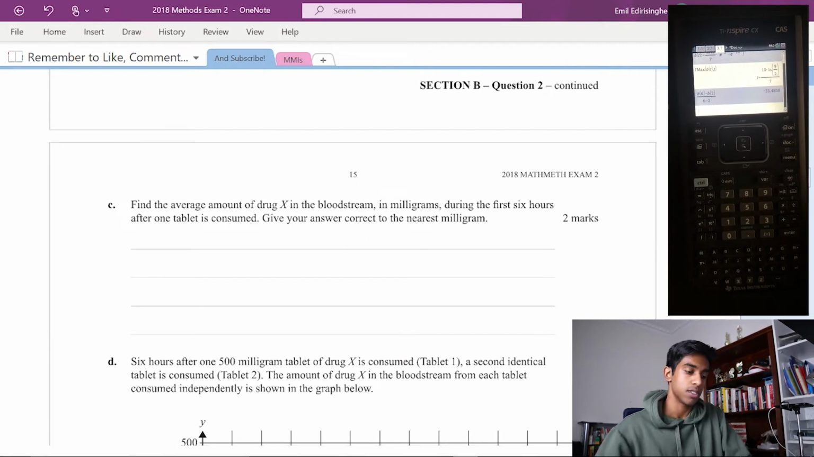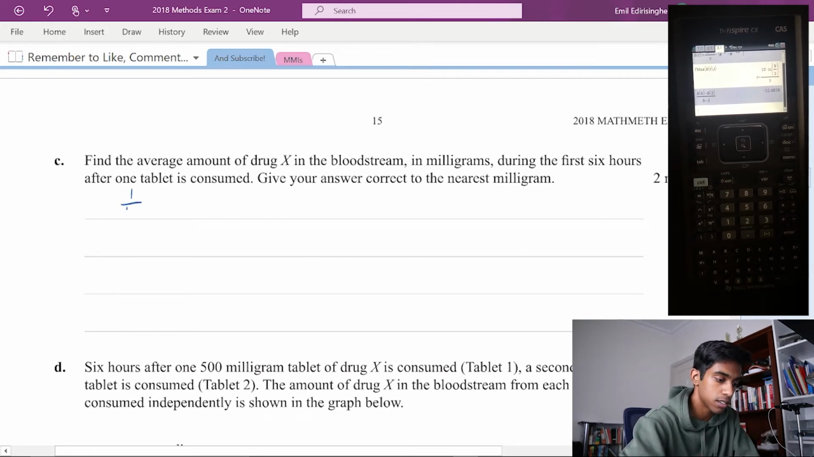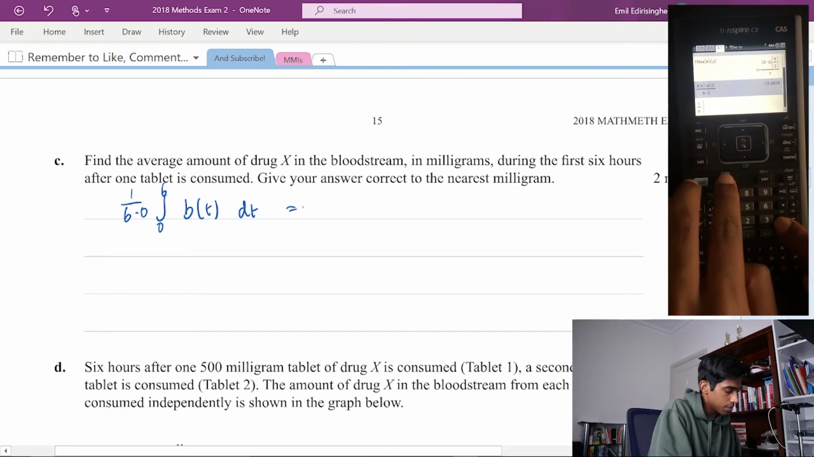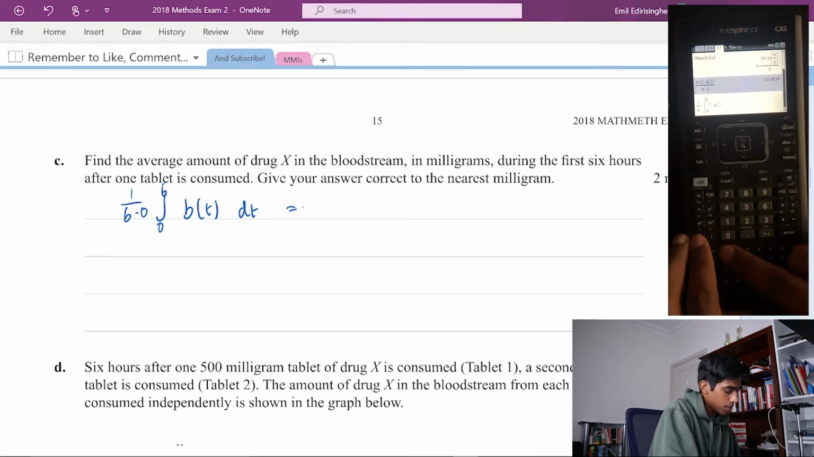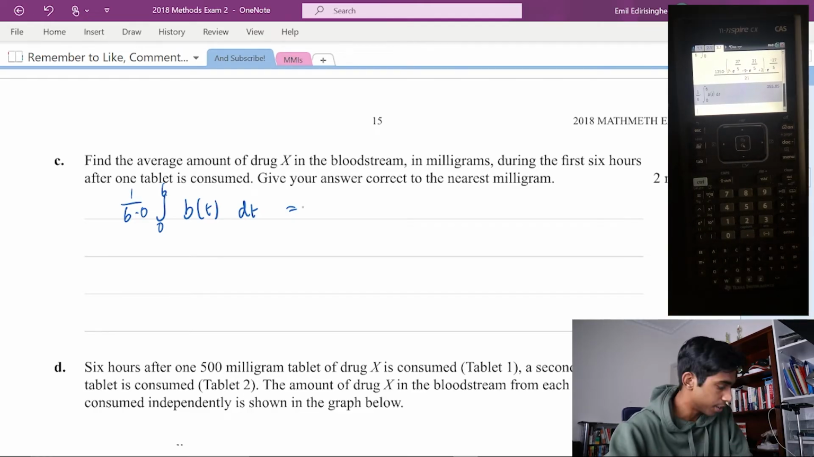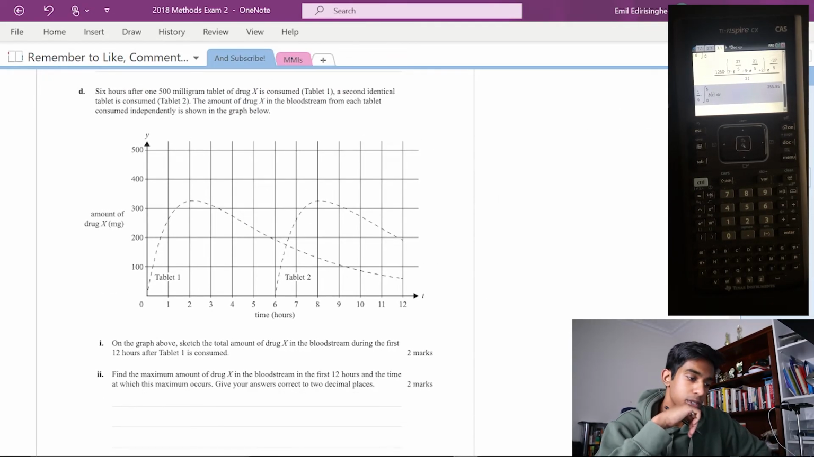So now we need to find the average amount of drug X in the bloodstream during the first 6 hours. So this is essentially asking us for the average value. So that is going to be 1 on 6 minus 0, integral from 0 to 6 of b of t dt. And this is going to be equal to, we'll just put this in the CAS, 1 on 6 times the integral from 0 to 6 of b of t dt. Control enter, 255.9. But they ask for the nearest milligram, so 256 milligrams.